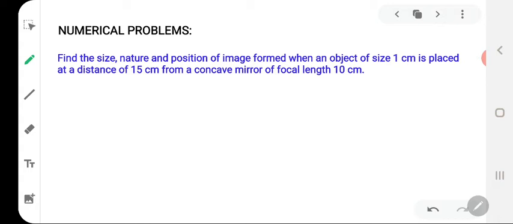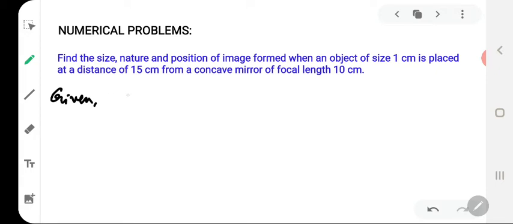Whenever a numerical problem is given, first of all you need to identify what values have been provided in the question, what are the given values. Then you have to write it down putting the proper sign as per Cartesian sign convention, and then you need to find out what has to be calculated. So here we have been given the object distance and focal length. So first of all we will find out the image distance, which will give us the position of image. So let's begin by writing down the given values. So what is given in the question?